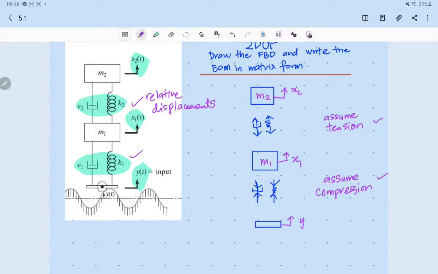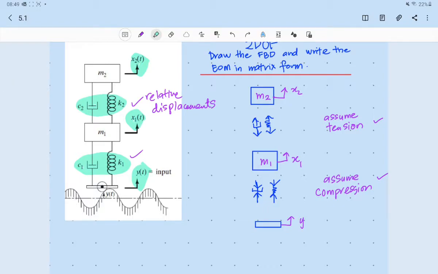There's nothing wrong if you assume both tension or both compression, or in my case, I just give an example of what happens if you assume one tension and one compression. Okay, let us see. If I assume tension for C2 and K2, you can see I've got the arrows upwards as shown in this figure. And when I assume compression, both C1 and K1 will go inwards like this.